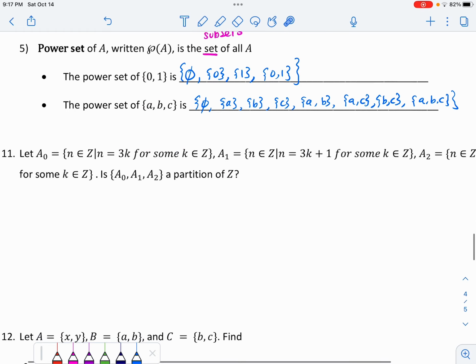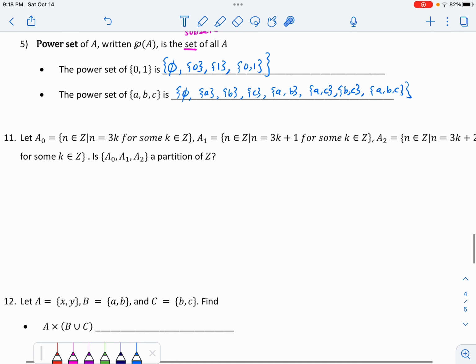Now let's take a look at this example. A0 is a collection of integers where the integer can be written as 3k for some integer k. So basically, multiples of 3.